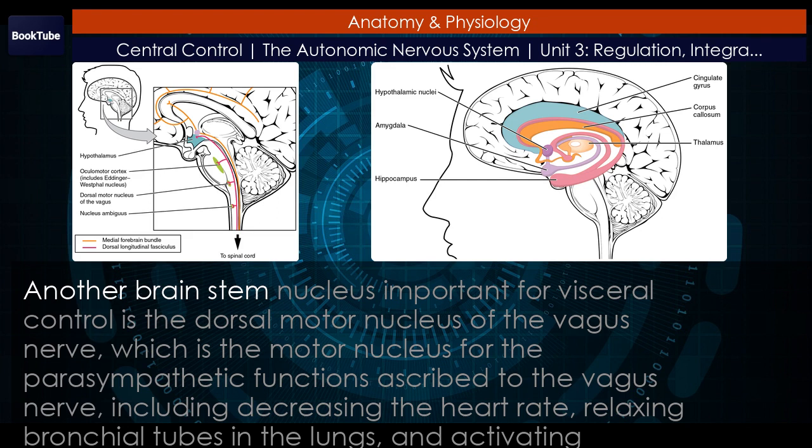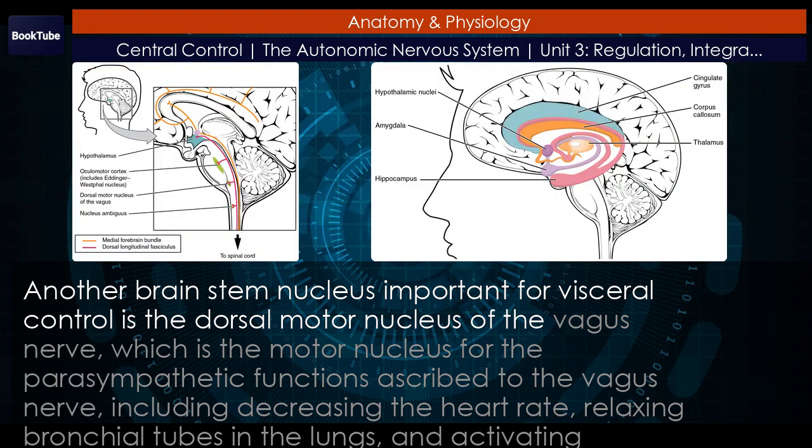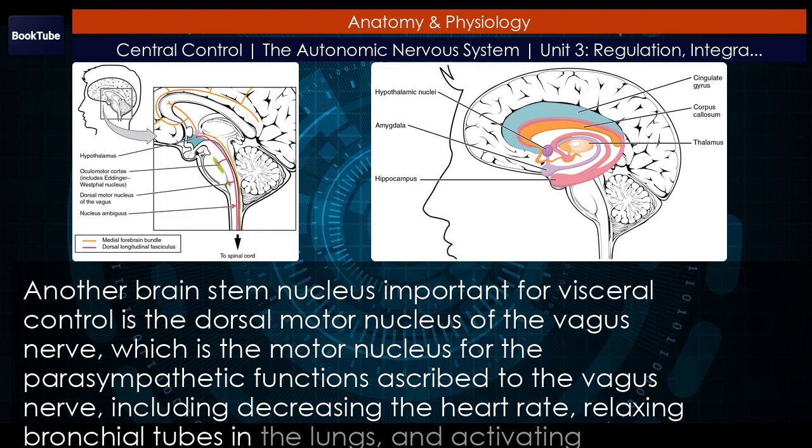Another brainstem nucleus important for visceral control is the dorsal motor nucleus of the vagus nerve, which is the motor nucleus for the parasympathetic functions ascribed to the vagus nerve, including decreasing the heart rate, relaxing bronchial tubes in the lungs, and activating digestive function through the enteric nervous system.